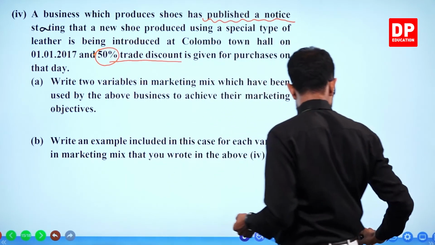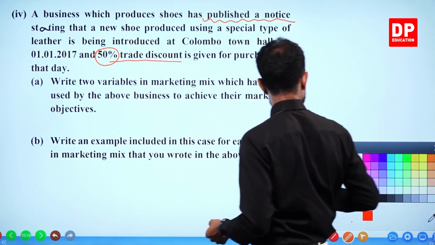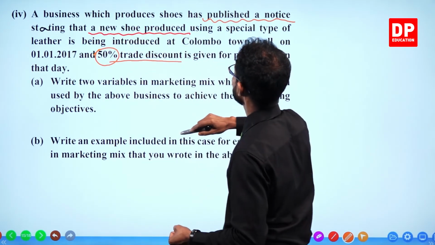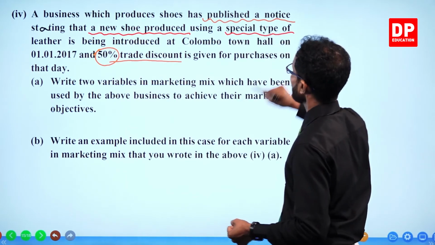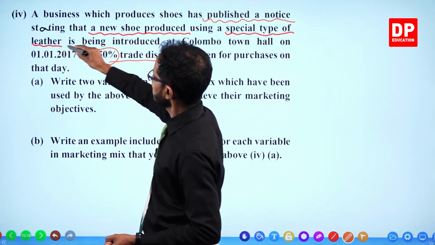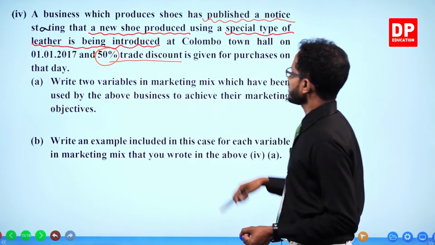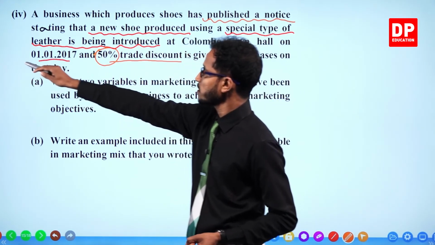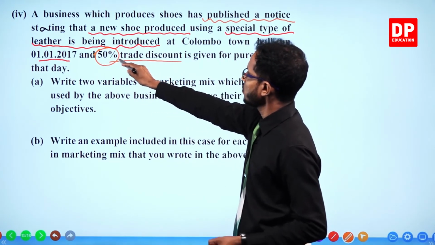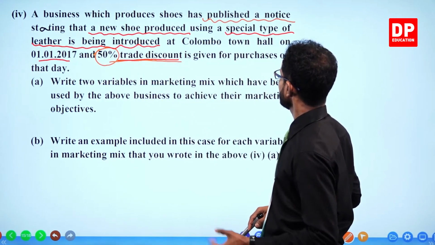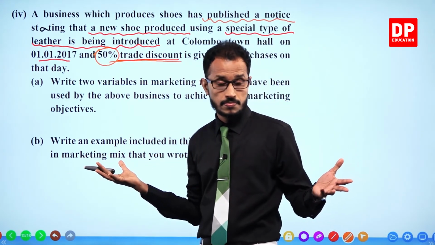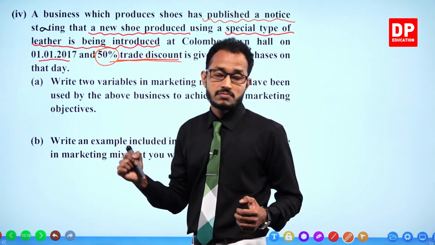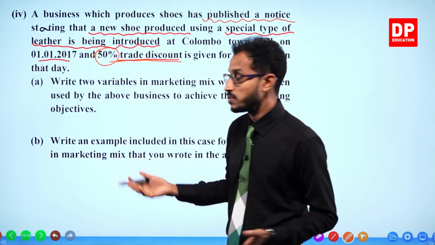The notice is what? A new shoe produced using a special type of leather is introduced at Colombo Town Hall on 1st January 2017. A 50% trade discount is given if you purchase on that day. Well, I am going. It's a good discount.